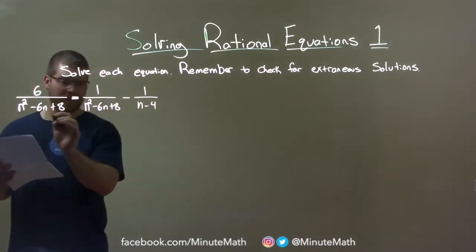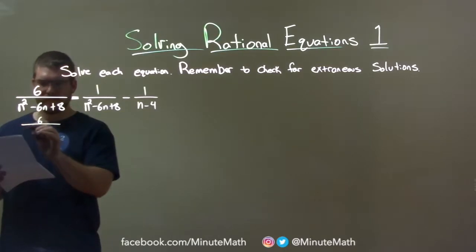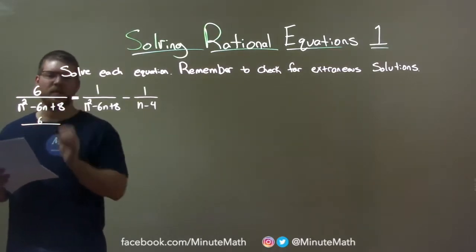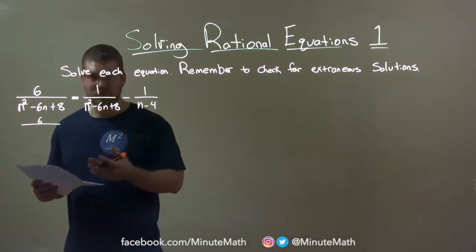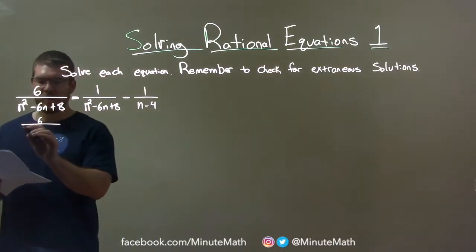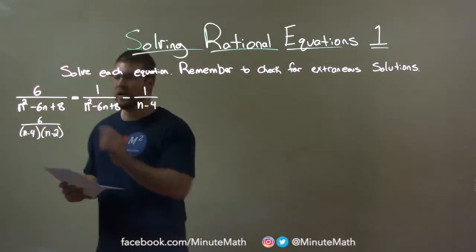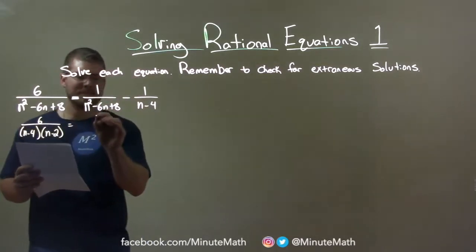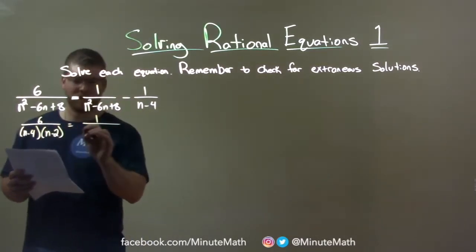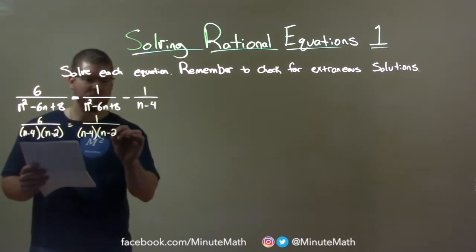And these two are clearly the same. We have 6 over, well, what two numbers multiply to be 8 but add to be negative 6? It's a minus 4 and a minus 2. So we have n minus 4 here and n minus 2. That multiplies out to be n squared minus 6n plus 8. So again, same denominator here. We've already done the work once. n minus 4 times n minus 2.